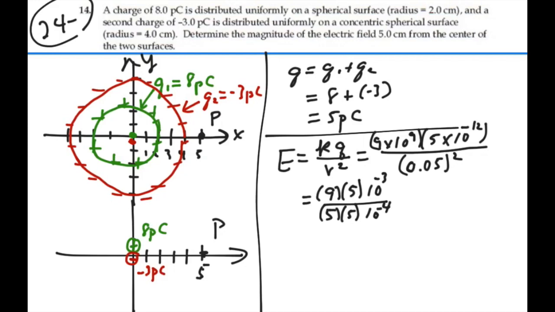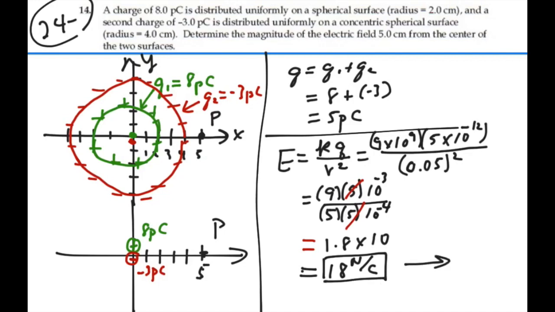One of the 5's cancels out. So I have 9 divided by 5, which is 1.8 times 10. So this would be equal to 18 newtons per coulomb. As I've drawn it, it would be outward from that point. So at point P, we're looking at an electric field that's going radially outward with a value of 18 newtons per coulomb from that point.